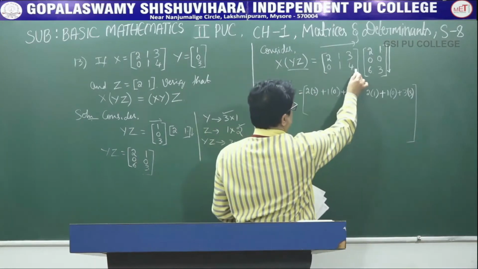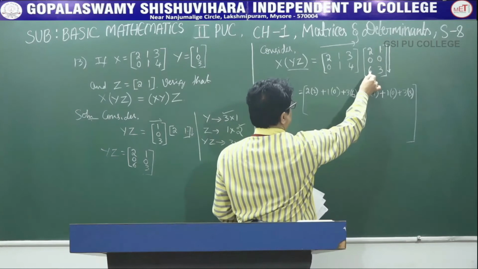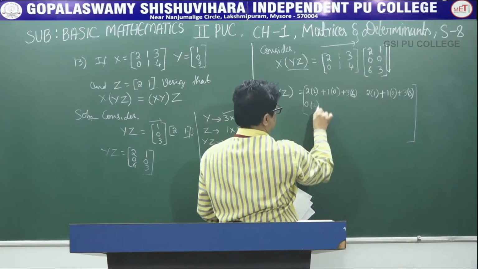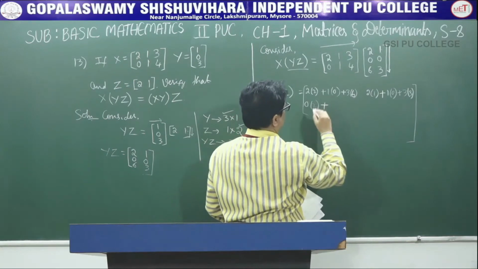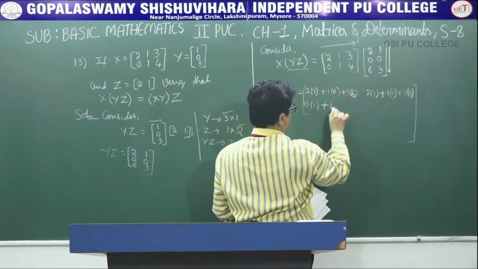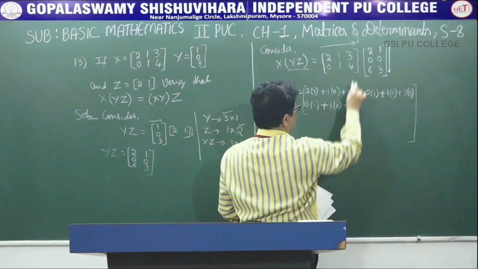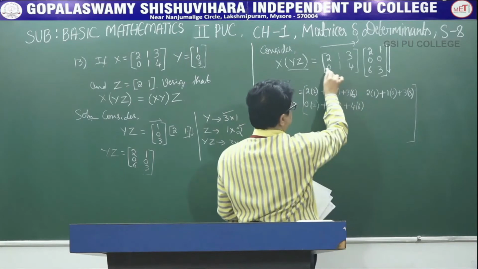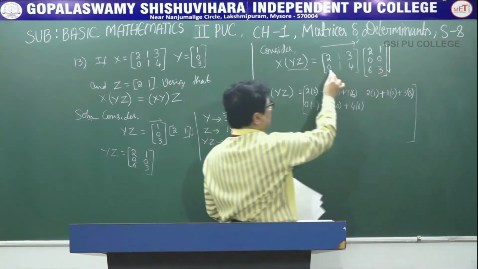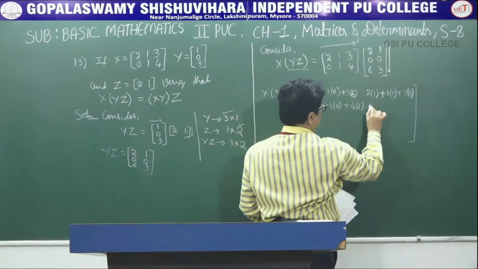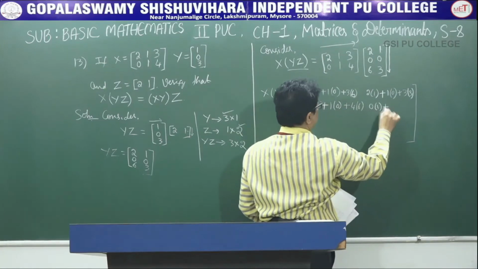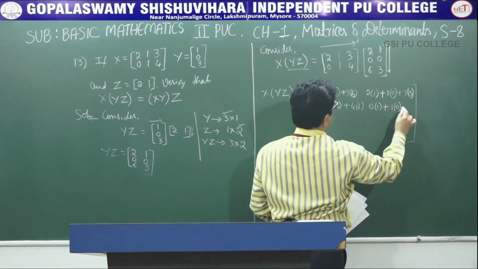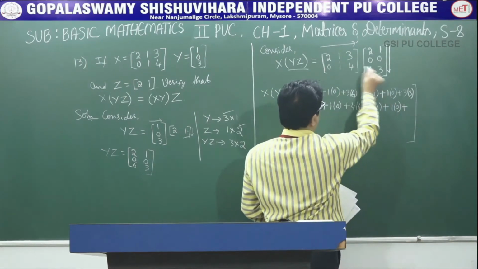Next, second row into first column, 0 into 2 plus 1 into 0 plus 4 into 6. Next element is second row into second column, that is 0 into 1 plus 1 into 0 plus 4 into 3.